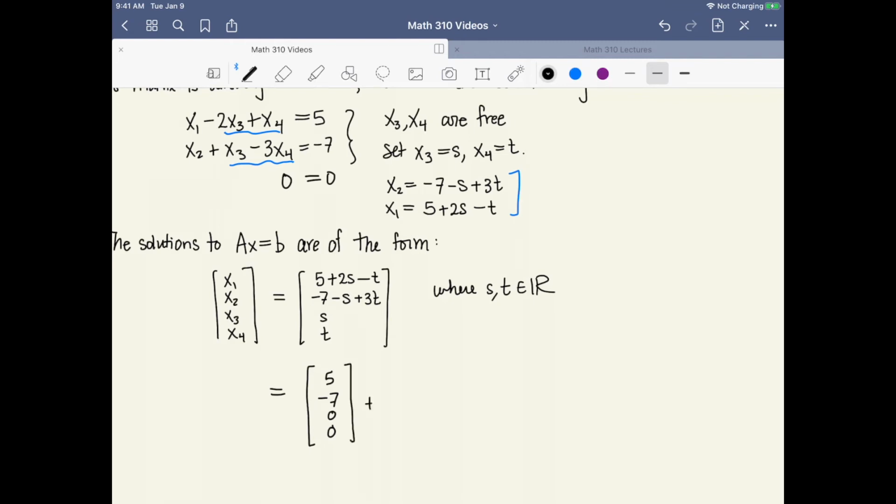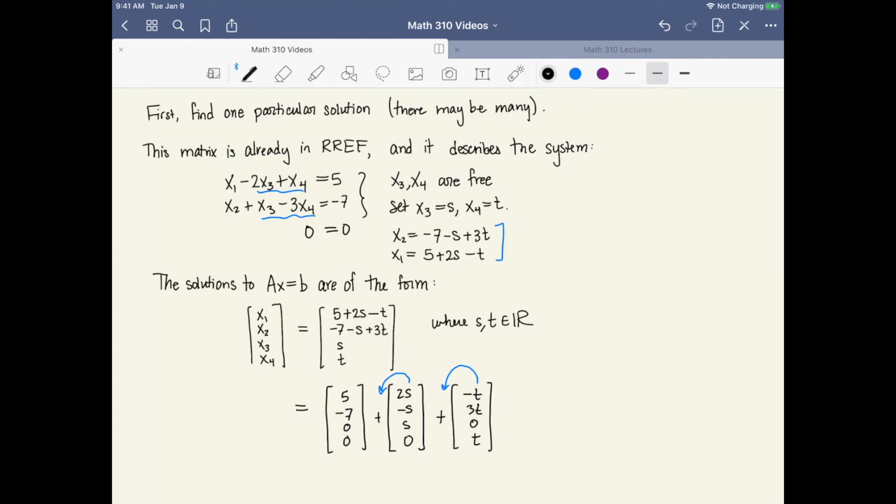And then this is added to the s parts: -2s, -s, s, and then there's no s in the last coordinate there. And then let me take the t parts: -t, 3t, 0, and t. And then let me do one more step, and take the s's and bring them on the outside, and take the t's and bring them on the outside as if they were scalars.